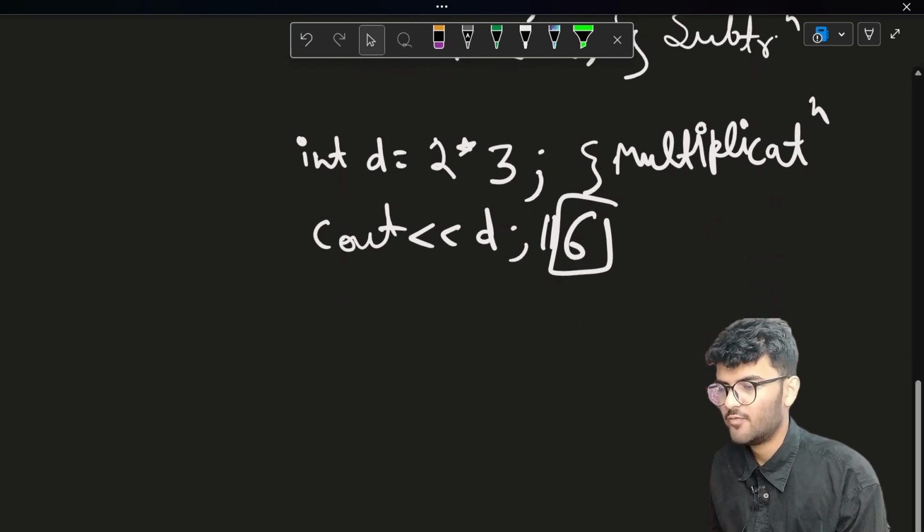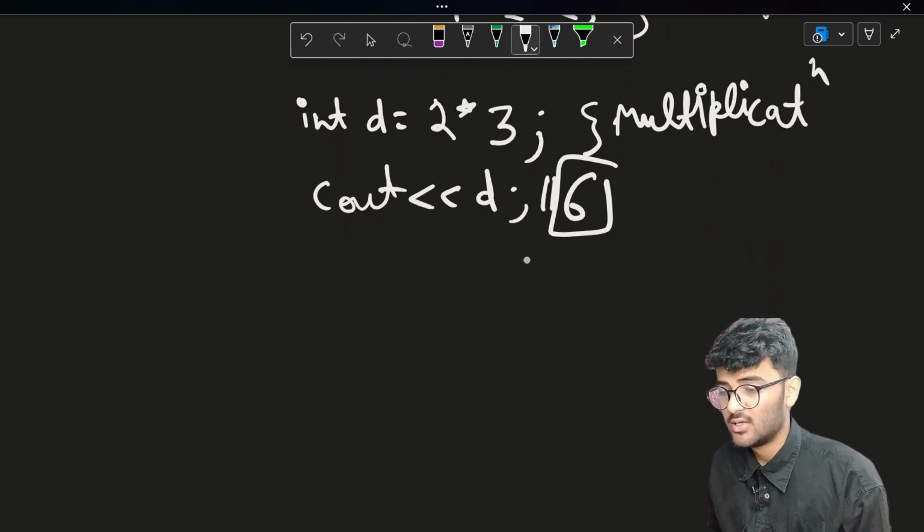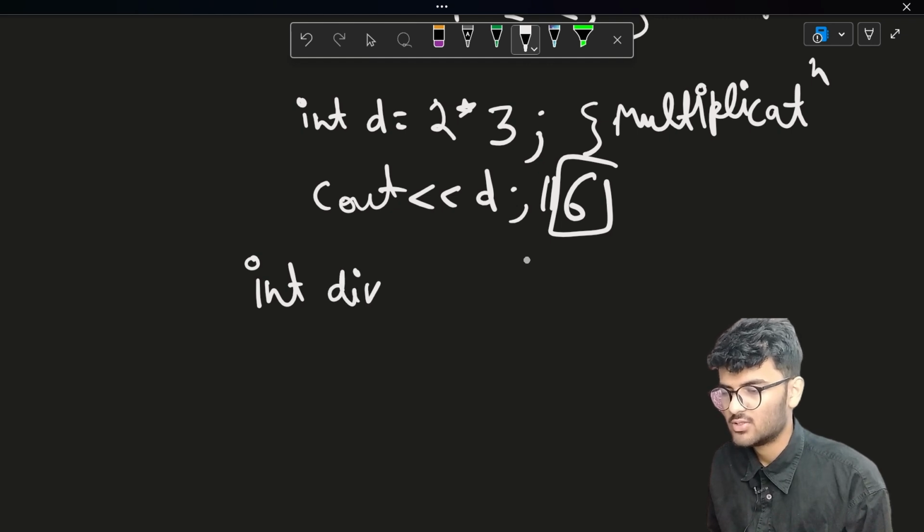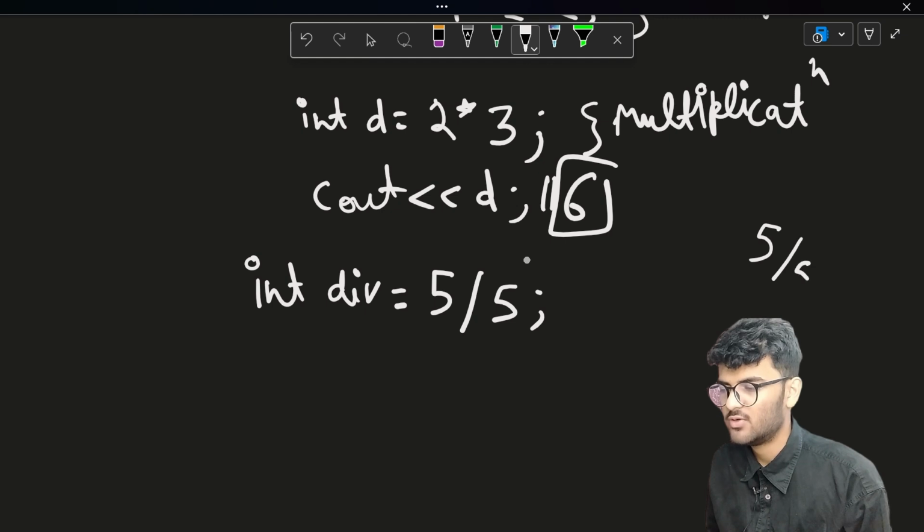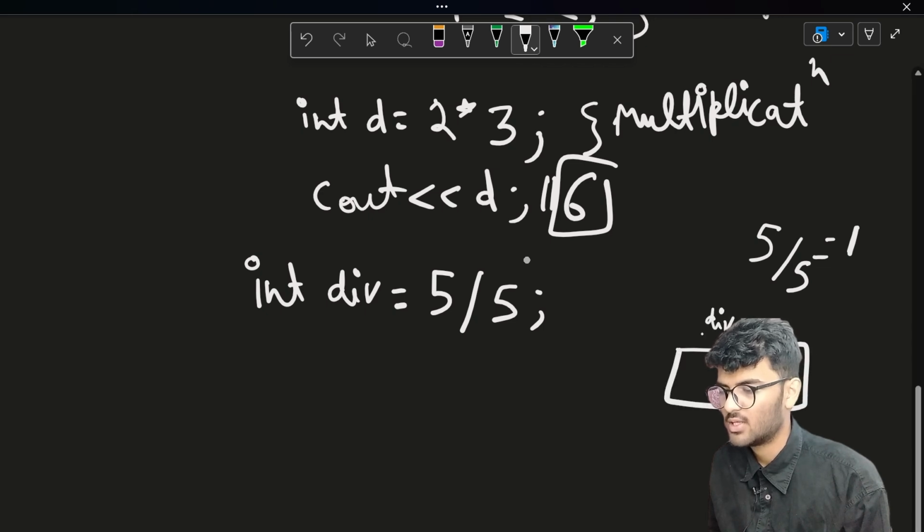Now taking the example of division, right? Here this is very important, watch carefully. So let's say integer div is equal to, let's say, 5 divided by 5. We know 5 divided by 5 is equal to 1, right? So in memory allocation for div, I will store 1.